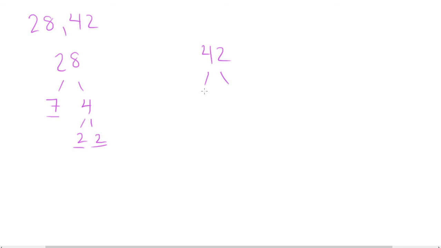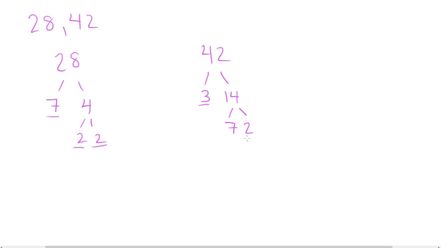Let's find the GCF of 28 and 42. Feel free to pause the video. Let's do the prime factorization of 28. We can break that down in a number of ways, but let's go 7 times 4. 7 is already prime. 4 is 2 times 2, which is prime. Let's look at 42. 42 is 3 times 14. 3 is already prime. And 14 is 7 times 2.